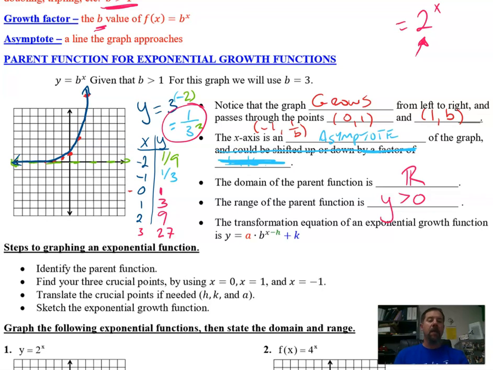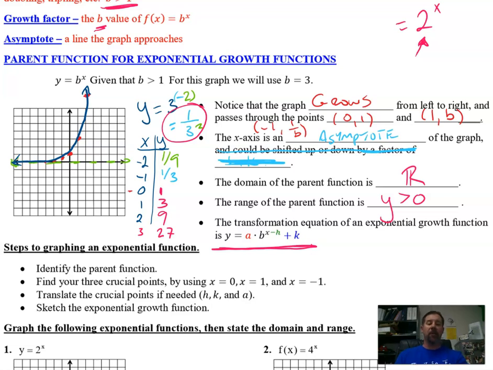And then if we wrote this in our h, k form, this is what it's going to look like: y = a · b^(x − h) + k. And that's what we'll start talking about, the shifting, here in a minute or two. We'll talk about how we can shift and stretch our graph.